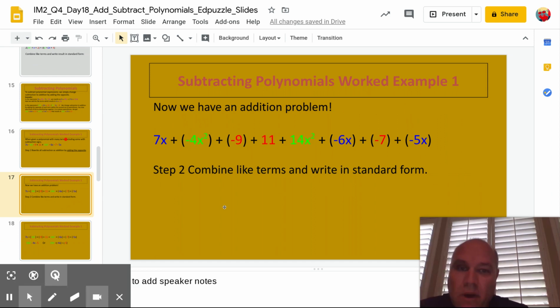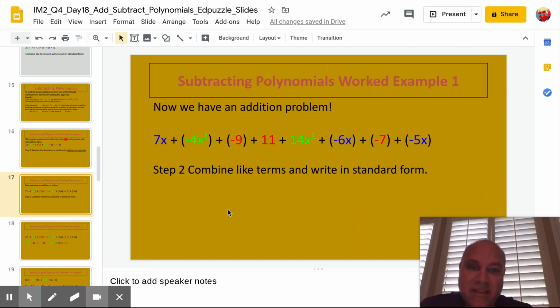Okay, so now what I want you to do is take this, combine like terms, and rewrite it in standard form. Do you see how we changed our subtraction problem into an addition problem? So now it's just like what we were doing before. So we changed it to addition, and so combine like terms and write it in standard form for me.